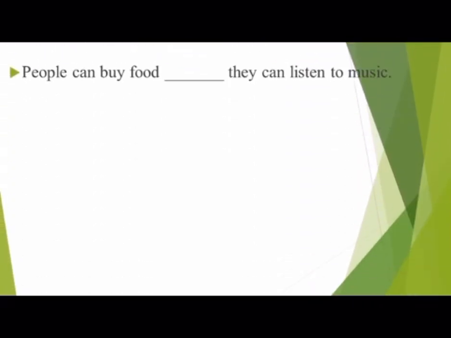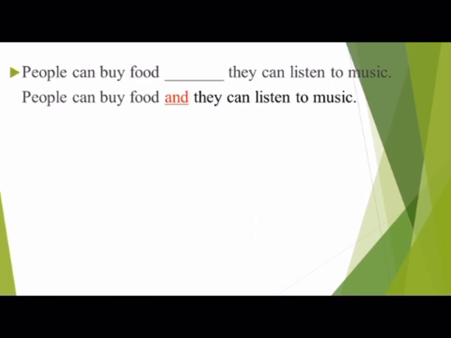Now look at the third sentence. People can buy food dash they can listen music. In this sentence, we shall use conjunction and. The sentence will be, people can buy food and they can listen music. Here and joins two actions of buying food and listening music.